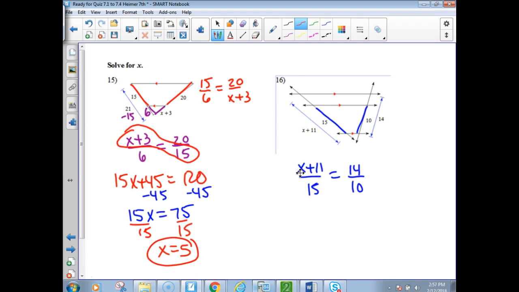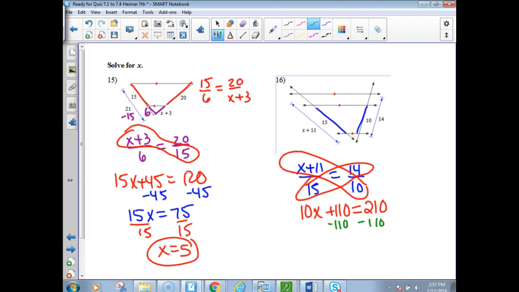Apparently, I set this one up before we left last week on Thursday. x plus 11 is to 15 as 14 is to 10. Let's go ahead and get the answer. Distributing, you get 10x plus 110 equals 15 times 14, which is 210. Then subtract 110. Got 10 times x is 100, and then we'll divide by 10, and we get x is 10. You probably could do that in your head.